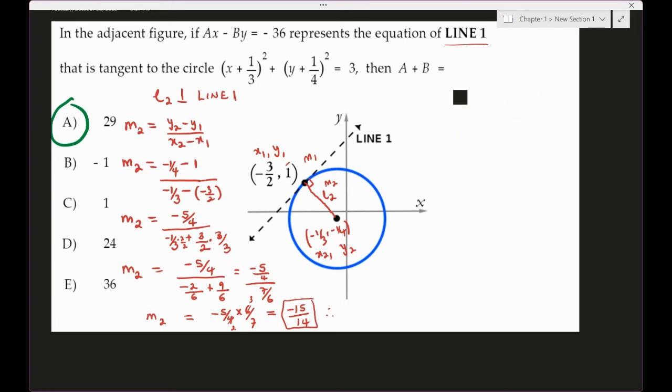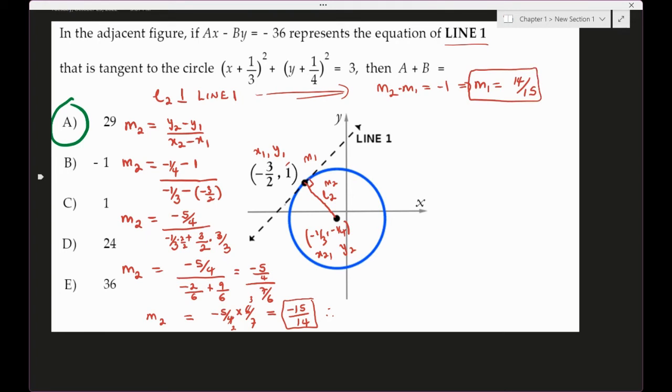Now we have M2. Since we know that line 2 is perpendicular to line 1, this means that M2 times M1 is going to be minus 1, the product of the slopes since the two lines are perpendicular. So we can find M1 directly from M2, which is just the reciprocal, then multiplied by negative. So that will be 14 over 15. So this is M1.